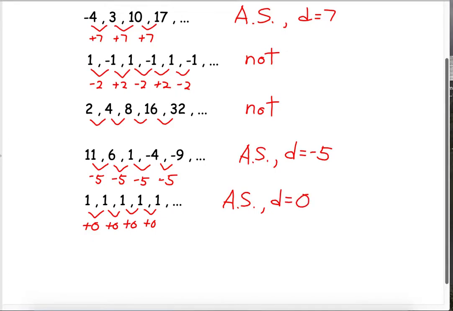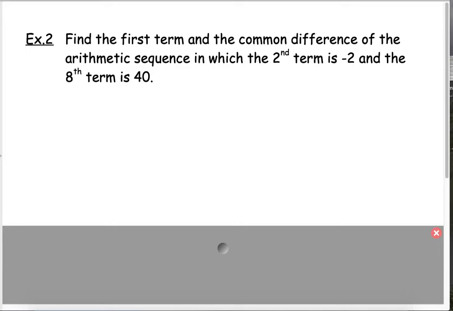All right, let's jump to some examples. Find the first term, that's a sub 1, and the common difference, that's d, of the arithmetic sequence in which the second term, that would be a sub 2, is equal to -2, and the 8th term, a sub 8, is equal to 40. So we know the second term and the 8th term. How do we get the first term and the common difference?